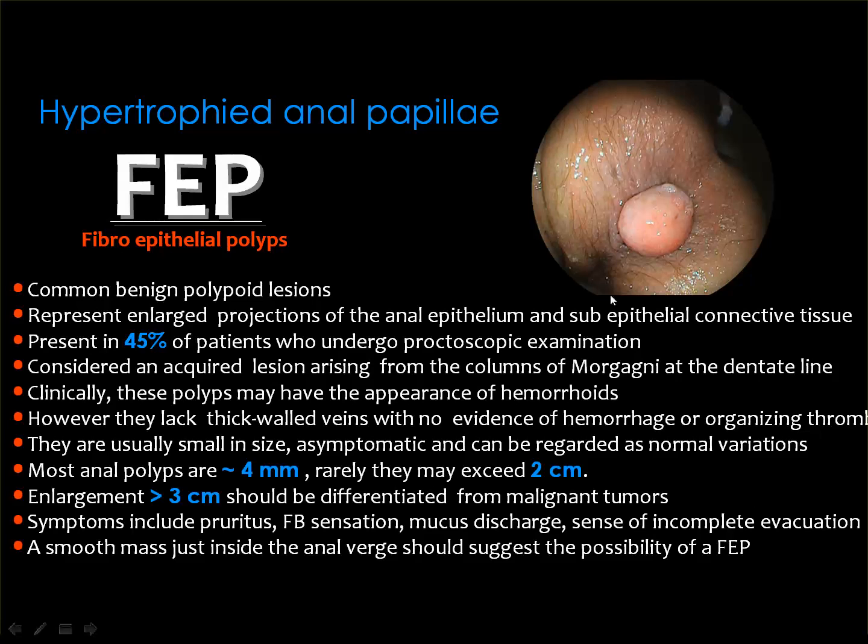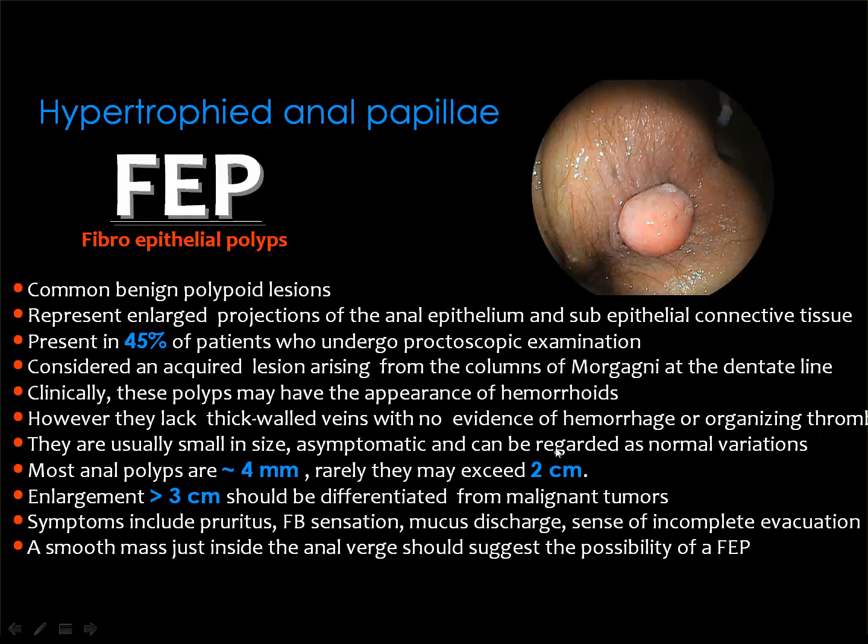Starting with the benign lesions, this is one of the common lesions, which is known as the fibroepithelial polyp. This is a benign lesion and is seen in about 45% of patients undergoing proctoscopic examination. It is considered an acquired lesion arising from the columns of Morgagni at the dentate line.